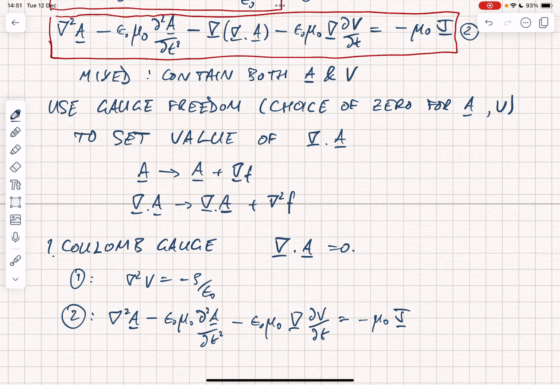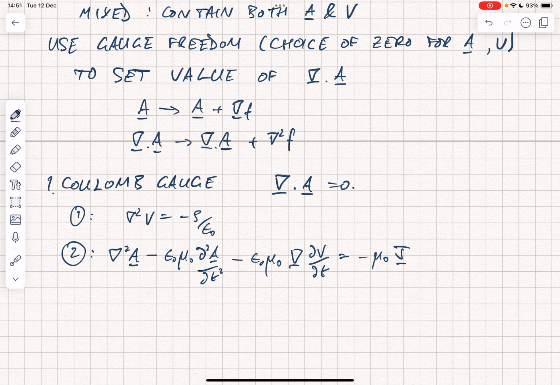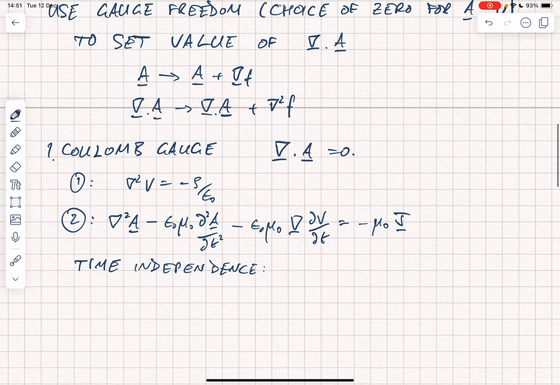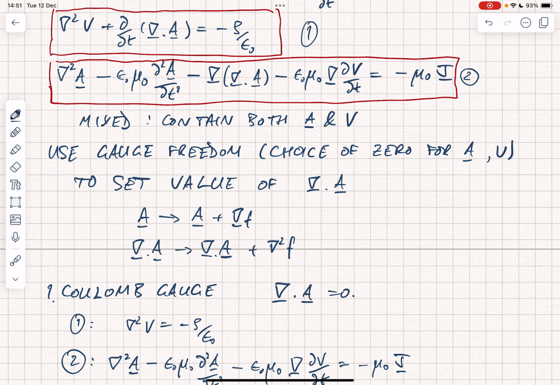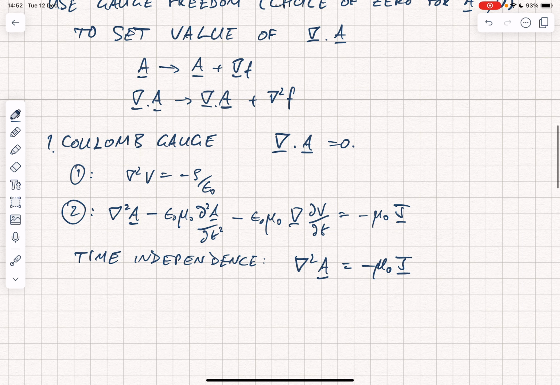This is often used in a time-independent problem. Time independence means that we get rid of things which are time-dependent. It's harder to speak and write different things at the same time than you might think. If you have time independence, then we end up with del squared A is equal to minus mu naught J. And you wouldn't actually have got that without setting div A equal to 0 as well as time independence. So that's where the Coulomb gauge is used.